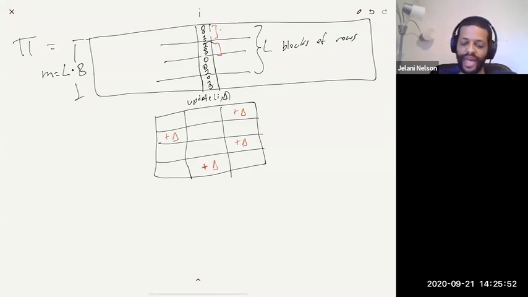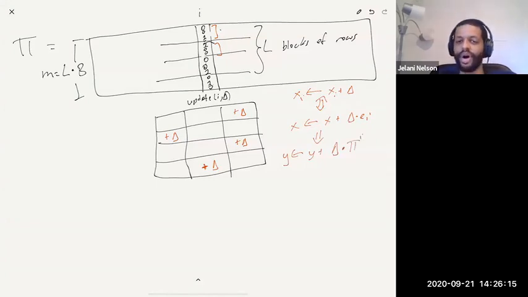Because again, remember, what does linear sketching mean? If someone says xi gets xi plus delta, this is the same thing I already said as x gets x plus delta times ei, which implies that y becomes y plus delta times the ith column of the matrix pi, right? So that's exactly what this is.